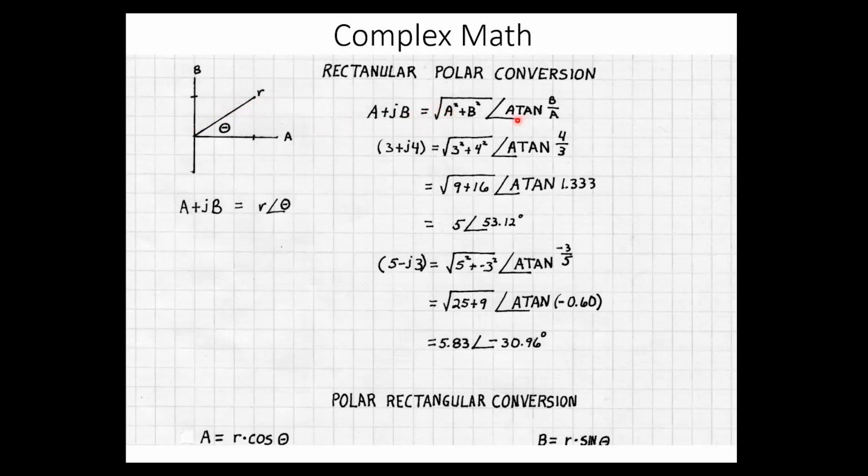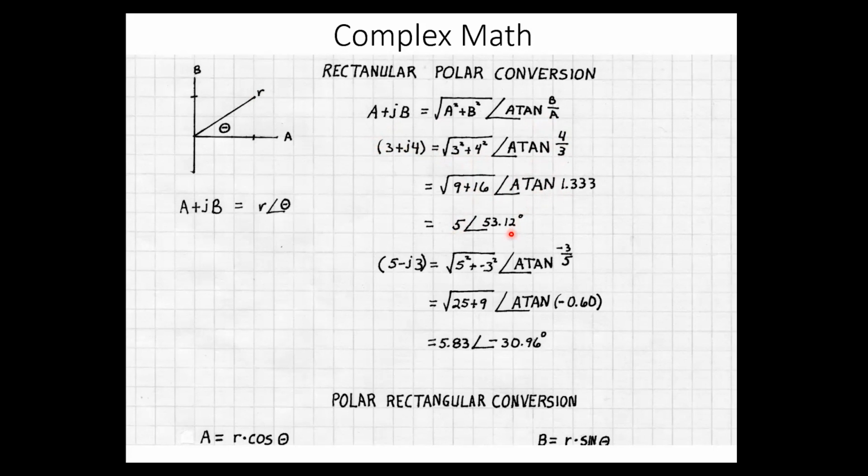The hard part is I've got to get my calculator out and find the arctangent of the imaginary part divided by the real part. So this angle theta here is the arctangent of imaginary over real. So 3 plus j4: the square root of 3 squared plus 4 squared, the square root of 9 plus 16 is 25. The square root of that would be 5, right? 4 divided by 3 is 1.333. The arctangent of that is 53.12 degrees.